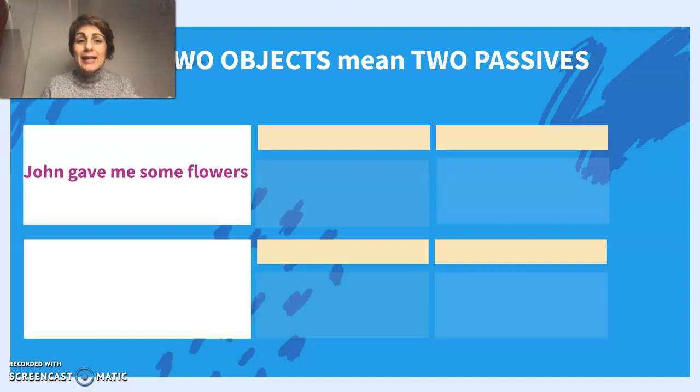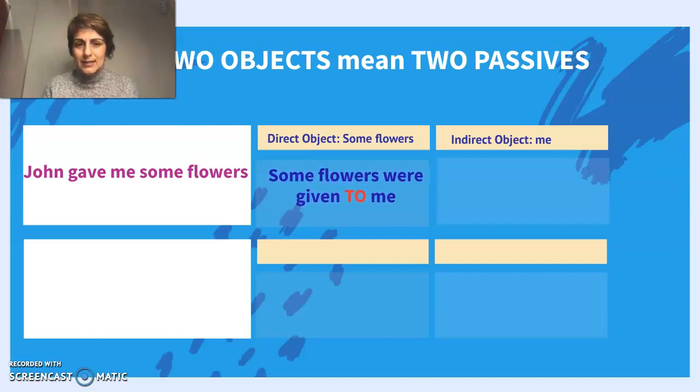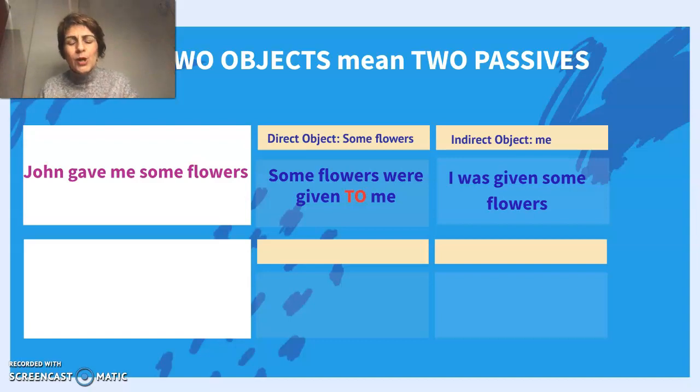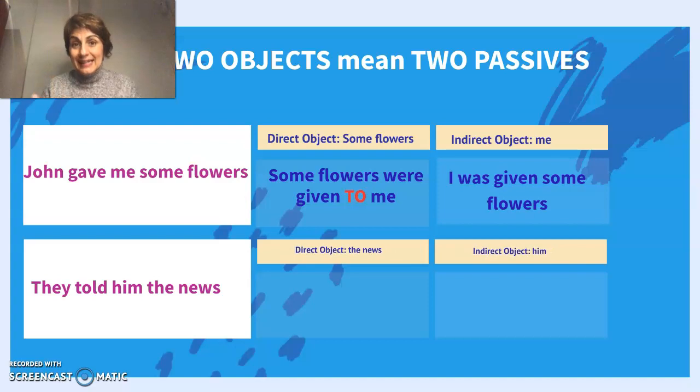For example, John gave me some flowers. Well, some flowers is the direct object and me is the indirect object. So this implies that I will have two possibilities for making the passive. I can either have the direct object at the very beginning when you say some flowers were given to me, and that too is very important, or I can change into another form which might sound a bit strange, especially for Spanish speakers, but remember, this second one is the most popular in English. I was given some flowers.